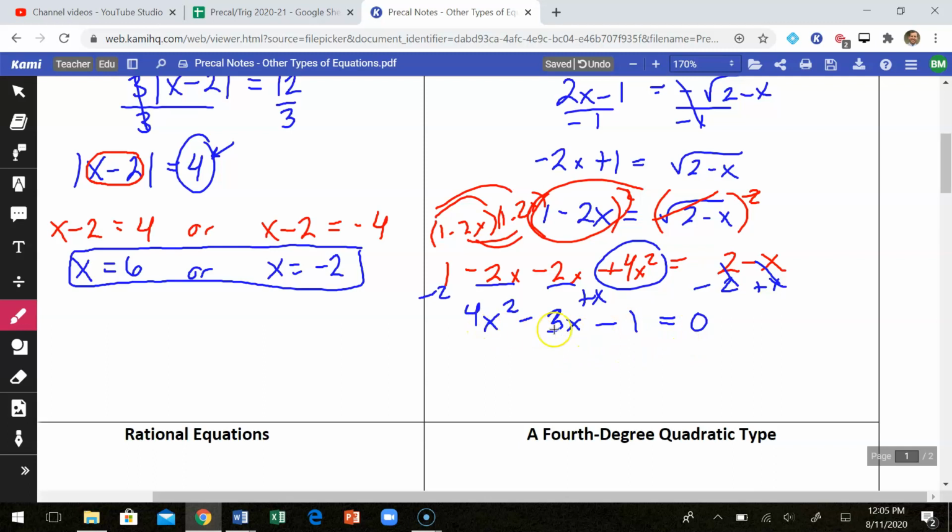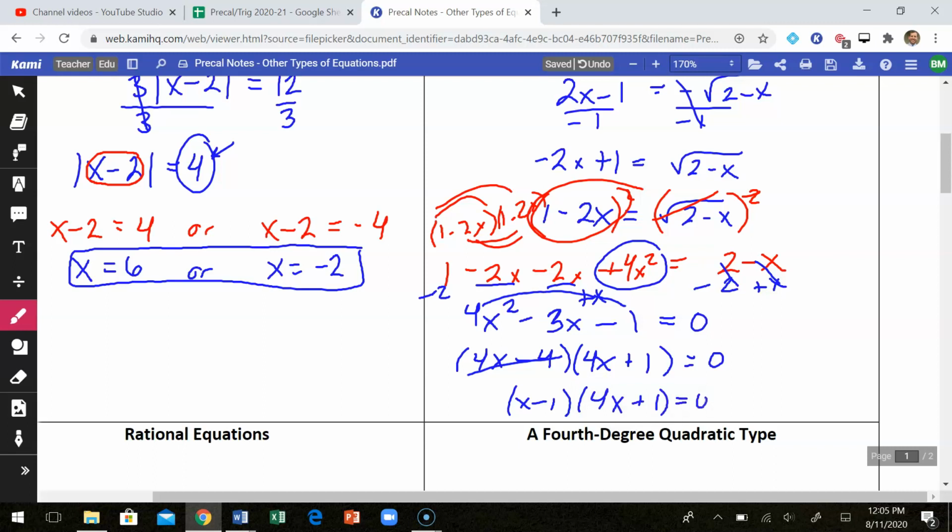You can factor this. You can use the quadratic formula here. It does factor. I'm going to do 4x and 4x. This is covered in a factoring video. If you're not sure how to factor that, reference that. 4 times negative 1 is negative 4, and to add to negative 3 it is going to be negative 4 and positive 1. And then I'm going to reduce this down to x minus 1 and 4x plus 1. Now, if I set those each equal to 0, I get x equals 1 and x equals negative 1/4.